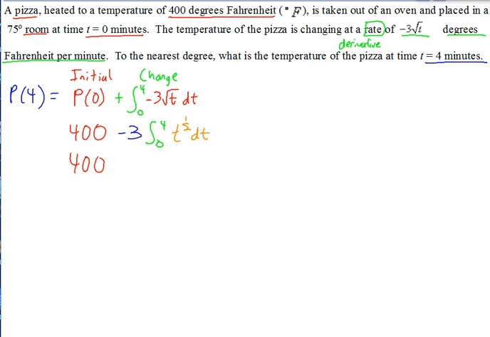So we've got this negative 3 on the outside. And then when you integrate t to the 1/2, you end up with t to the 3/2, that was it. Dividing by 3/2 is the same as multiplying by 2/3.